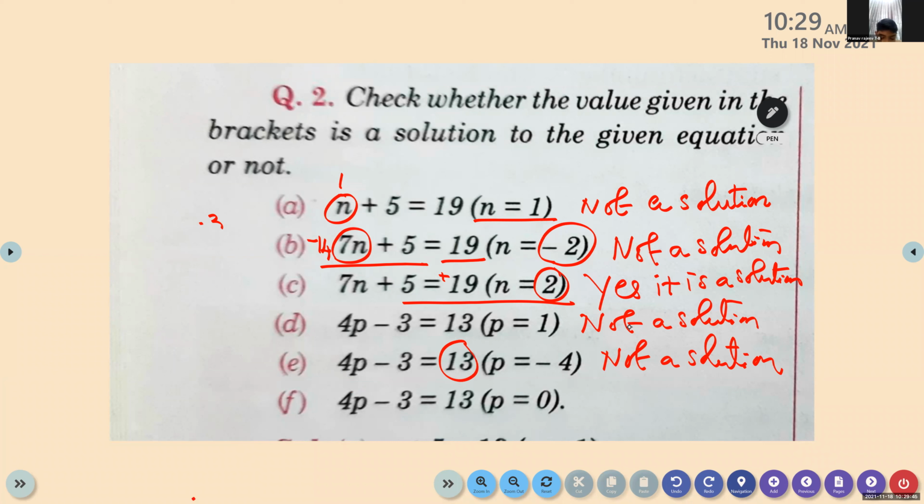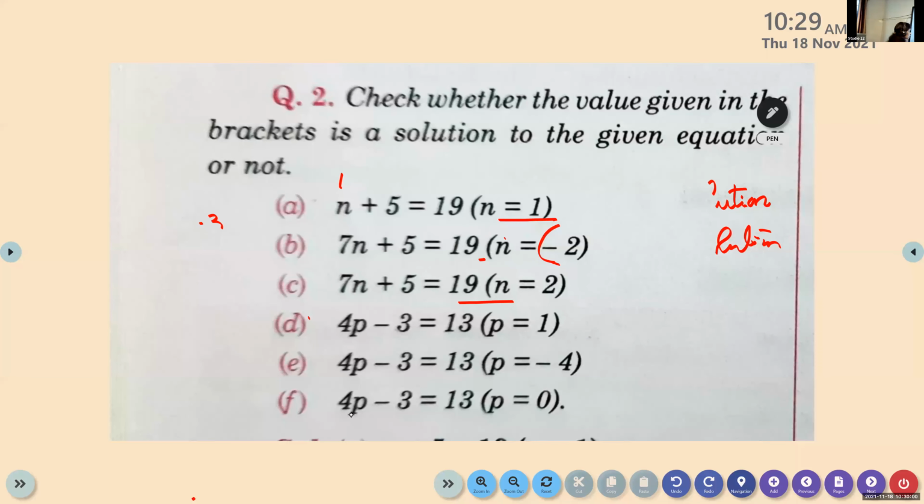Safwan, tell me the next answer. Is it a solution or not? Last one. p is equal to 0. No, ma'am, because if you put 0 here, 4 into 0, 0. 0 minus 3, we will get what? Negative 3, ma'am. So it is not a solution. Okay.